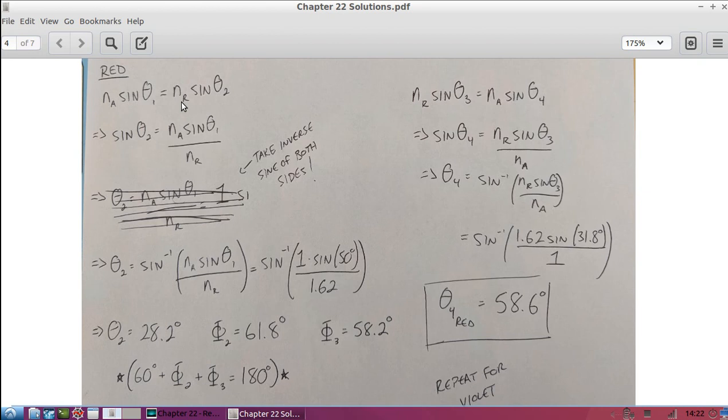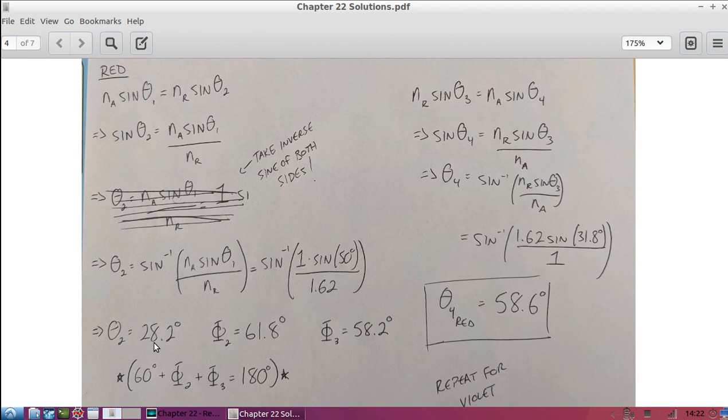Divide both sides by the index of refraction for red. And I had a little typo here. Should have used pencil, I guess. Take the inverse sine of both sides, right? Because I'm looking for the refracted angle. Theta 2 is the inverse sine of the ratio of my indices of refraction times the sine of the incident angle. Plug my values in. 50 is my incident angle. 1.2 is the index of refraction for red. And I get theta 2 is 28.2 degrees.